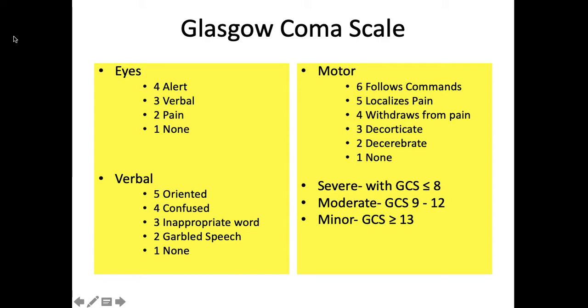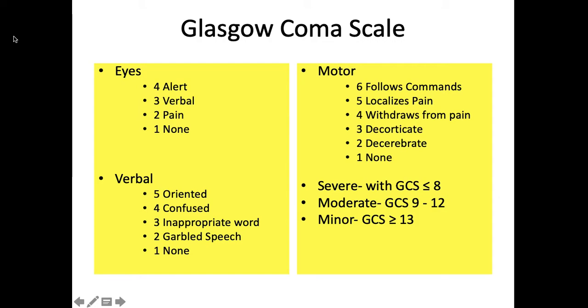Now, verbal should also look somewhat familiar. Remember I talked about being oriented earlier. So if you walk up and you are talking to the patient and they say, "My name's John and I'm at home and it's Tuesday," and all the answers are correct, then they're oriented, so they get a 5. If they know their name but they don't know where they are, or they don't know the day, month, or year, or they're acting confused, well, then they get a 4.